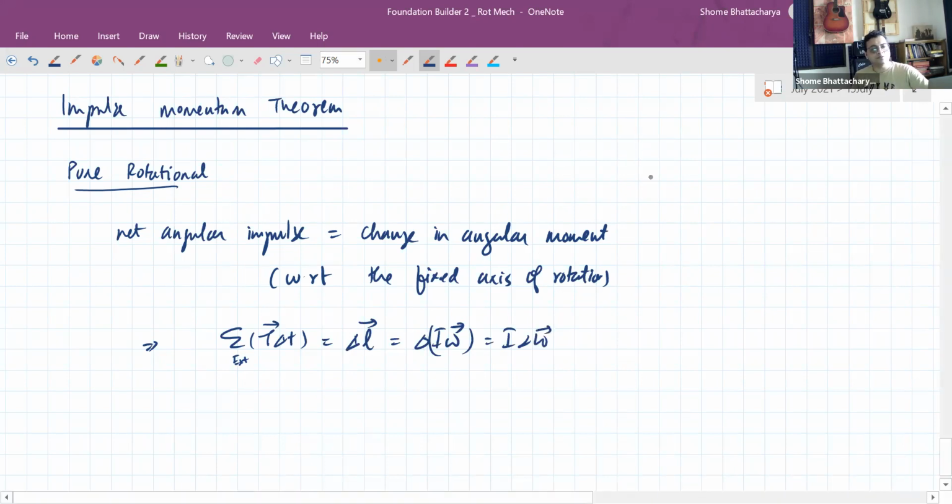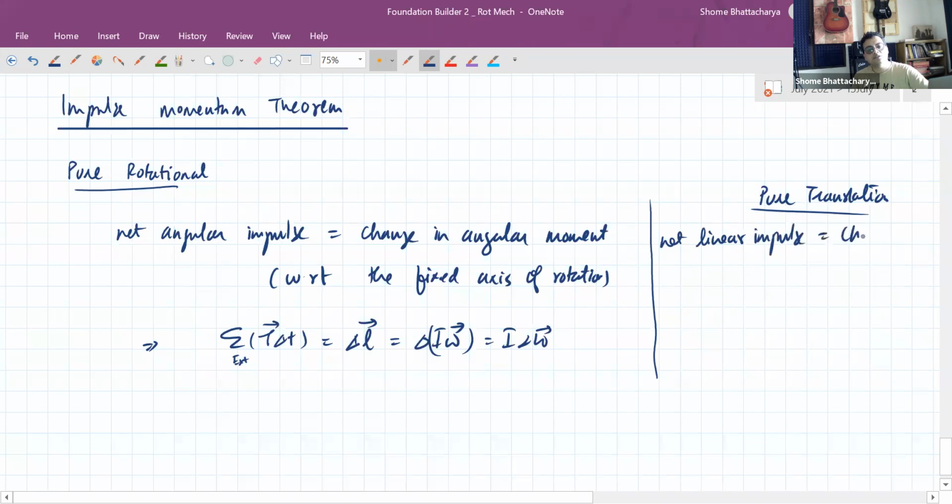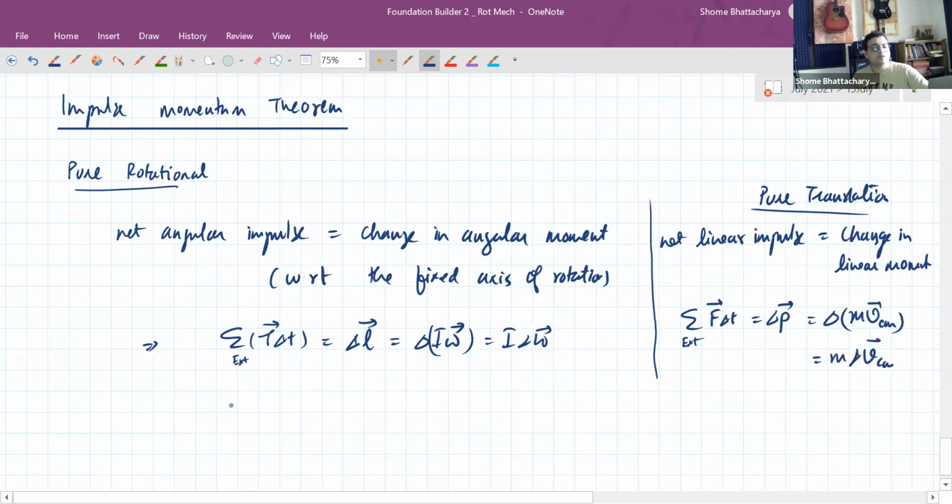Whereas if you were to compare this with the case of pure translation, the idea is that the net linear impulse equals the change in linear momentum. So summation of F delta t for all external forces is equal to change in linear momentum, or change in M VCM, which is M into delta VCM, like this. So this equation is just the angular version of this equation.